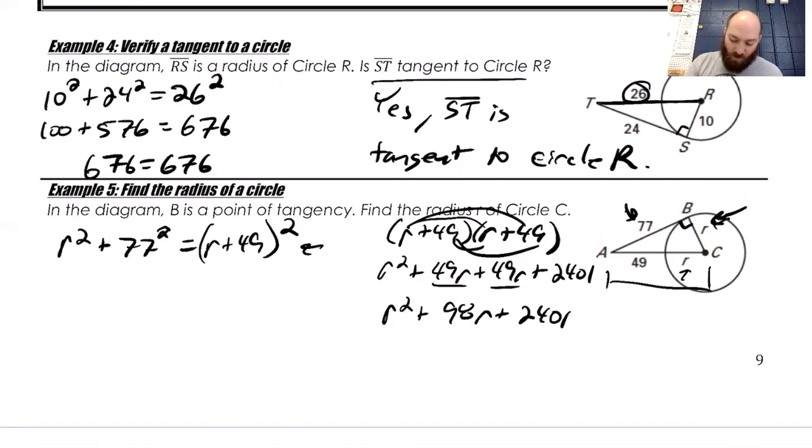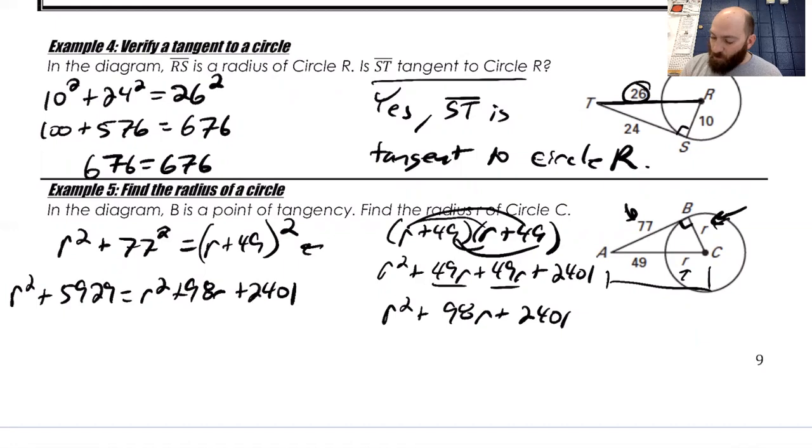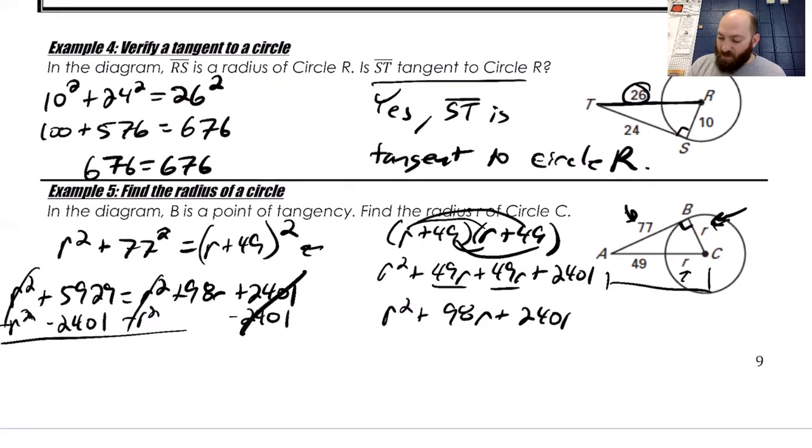Okay, so that's what I'm going to have over here. Oh, and I got to do 77 squared there. So R squared plus 5,929 is equal to R squared plus 98R plus 2,401. From there, I'm just going to solve it out with algebra. So I've got R squared and R squared. They're actually going to subtract out. So they're gone. The other thing I'm going to do is subtract 2,401 from both sides there. So that's gone. And then I get 5,929 minus 2,401, and I get 3,528, and that's equal to 98R.